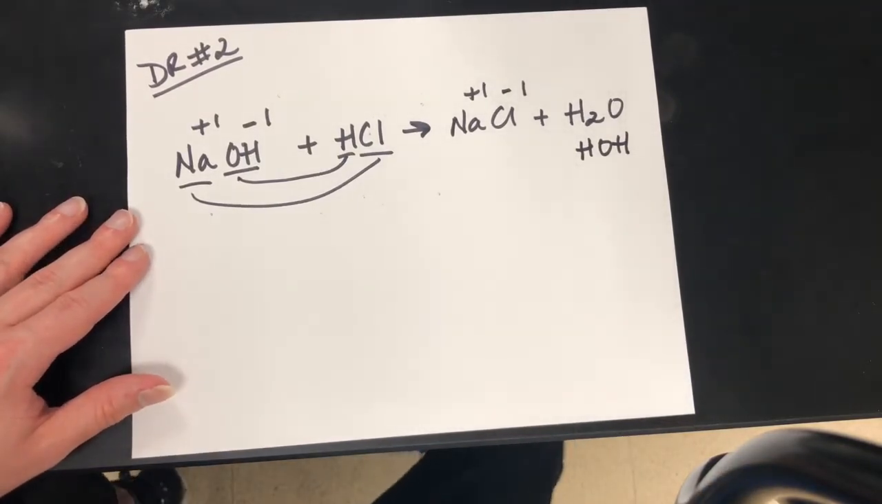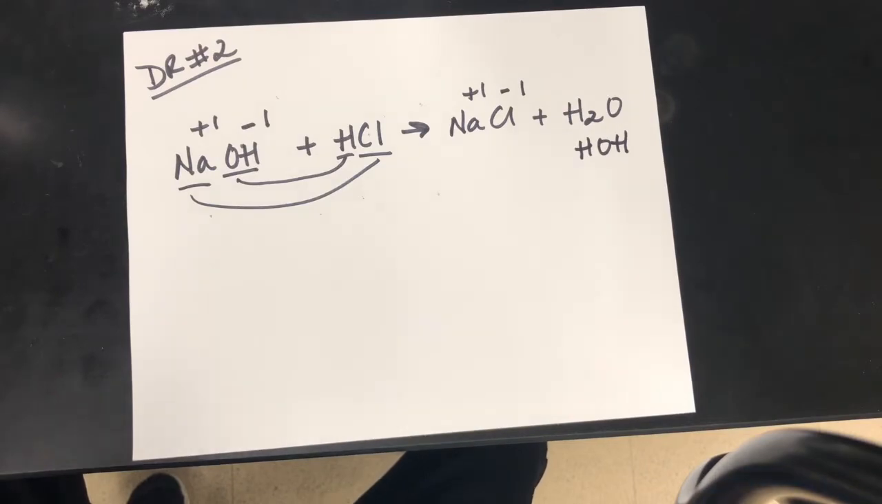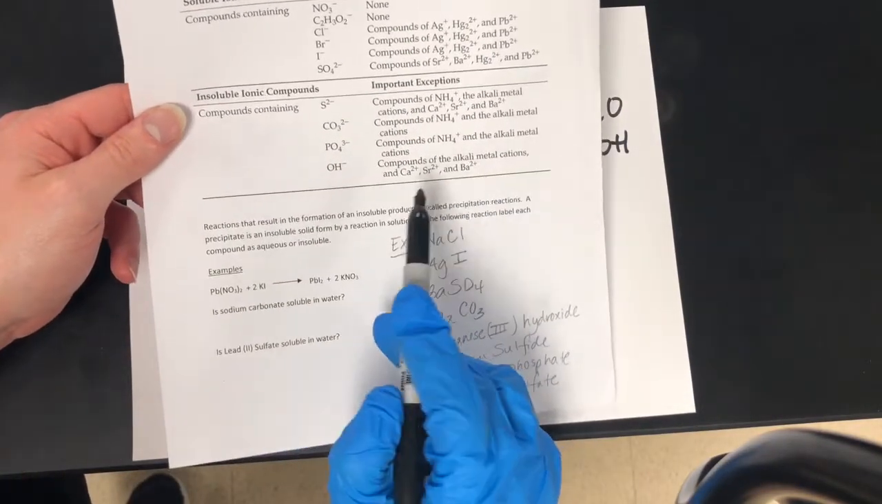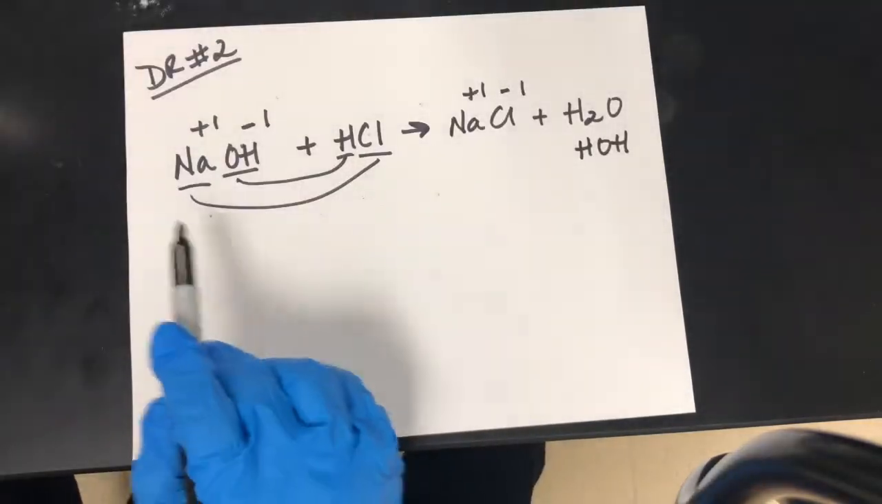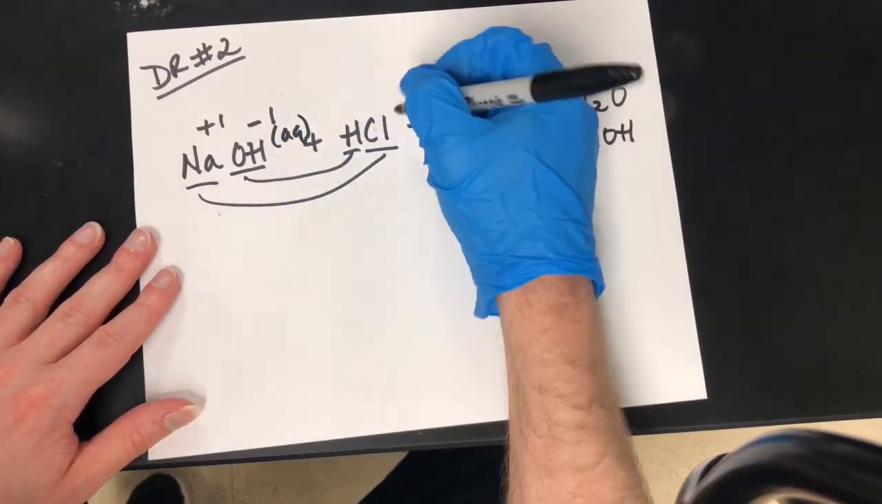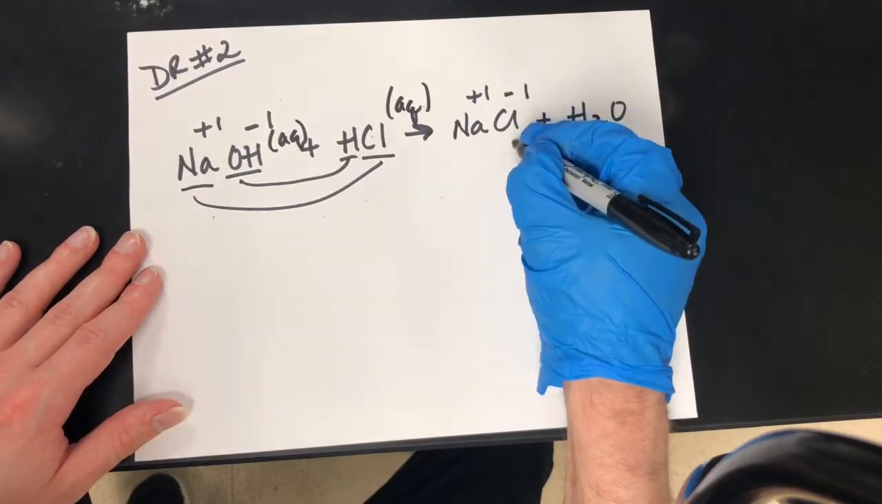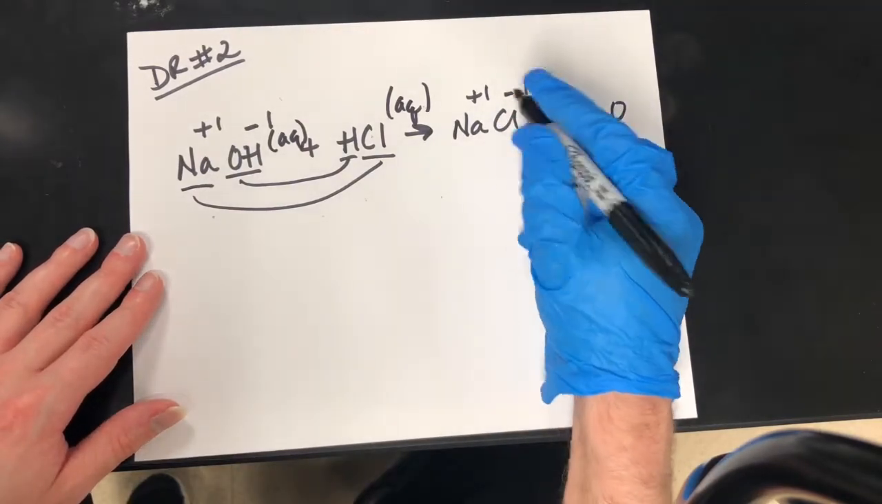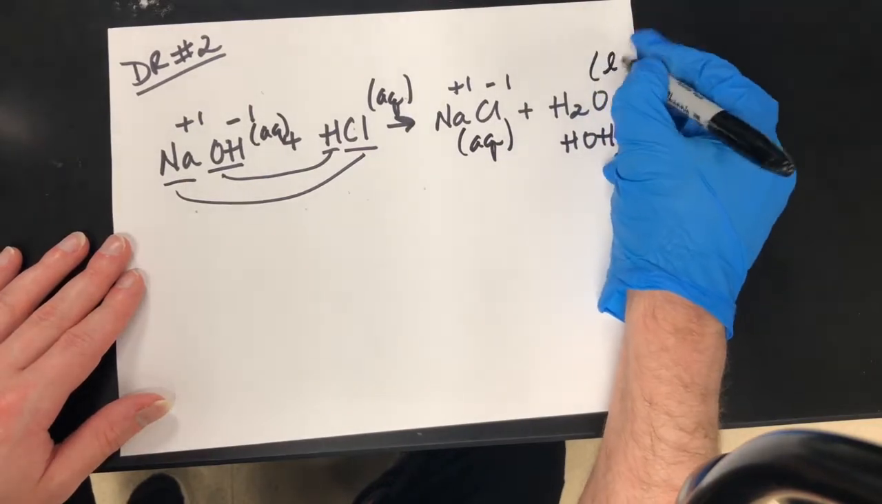Okay, now we got to do our solubility rules. So I'm going to go back to my solubility rules, and it says that all compounds containing hydroxide are insoluble except for group 1, calcium, strontium, barium. Okay, sodium is in group 1, so it's soluble. All acids are soluble. Sodium chloride, all chlorides are soluble except for silver, mercury, lead. And then water is going to be liquid.